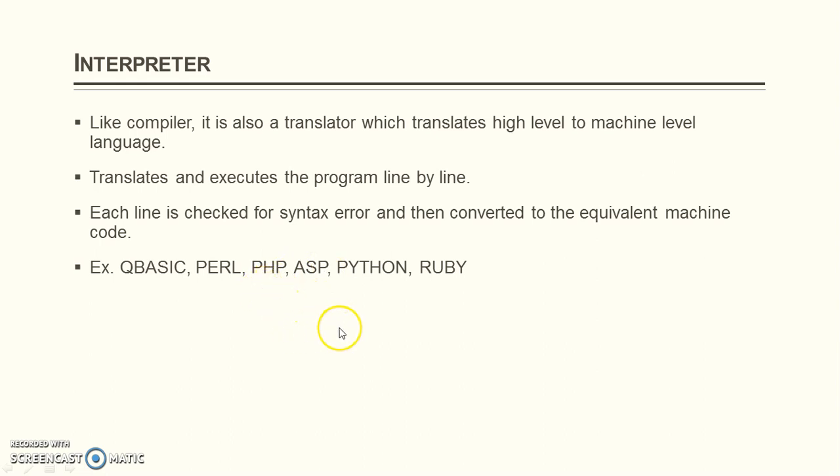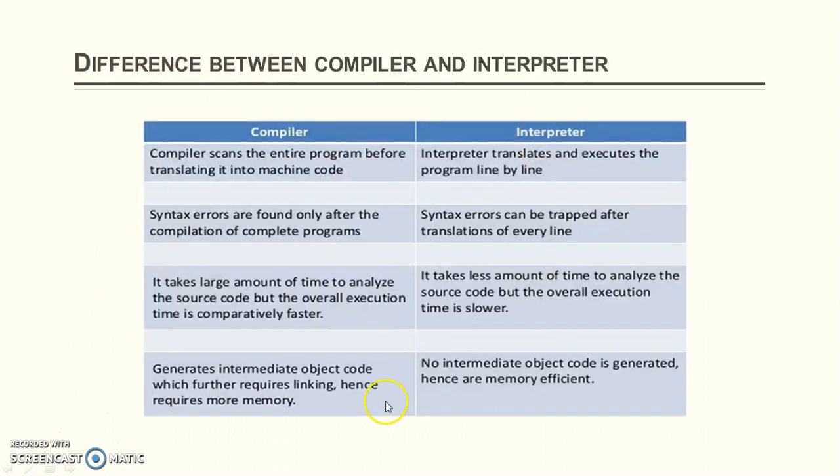So these are the basic differences between compiler and interpreter. Here I am giving the difference between compiler and interpreter. You can go through it, but remember the basic difference. The compiler will read the entire code and then translate your program into machine code, while the interpreter goes line by line. It will read the first line, convert it into machine code, and then go to the next line.